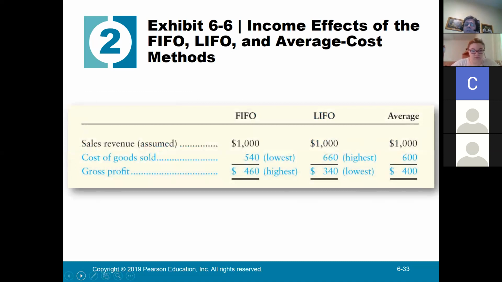And then here's the example: anytime we make these calculations, it's a good idea to look at the cost of goods sold and the gross profit, which is sales minus cost of goods sold, for each one. Because there was a big change in the costs, I mean, we started at $10 and ended up at $18, there is a pretty big difference between average, LIFO, and FIFO.